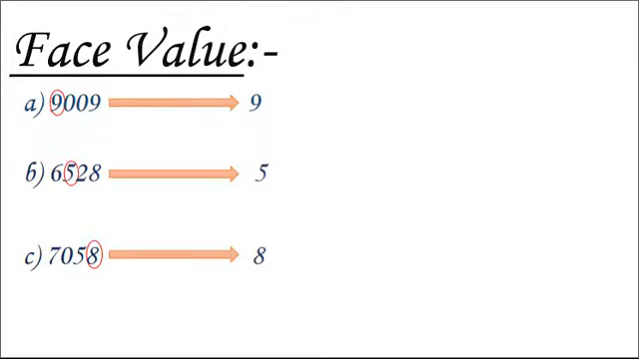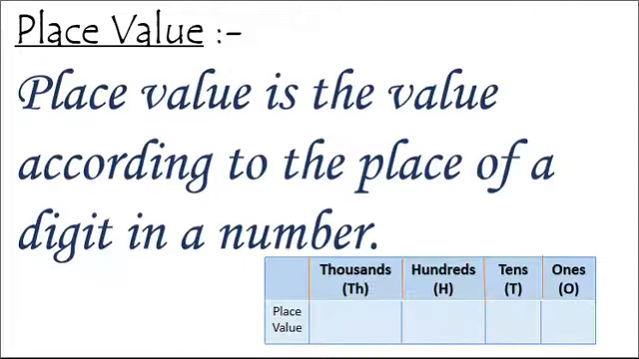Now, what about the place value? Place value is the value according to the place of a digit in a number. What does it mean? If a number is given to you, at what place the digits are present, whether it is present at the 1000 place, at the 100 place, at the tens place, or at the ones place. Accordingly the place value will be determined, right?